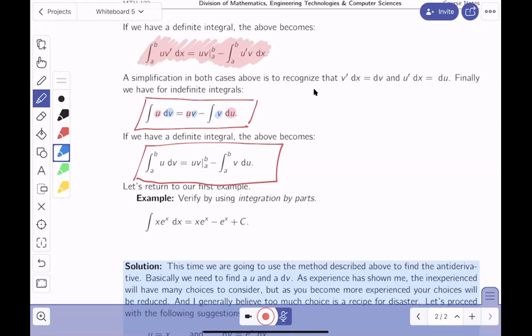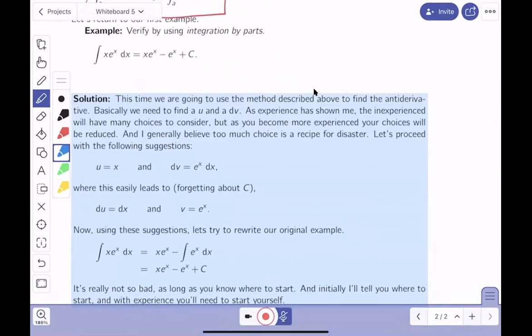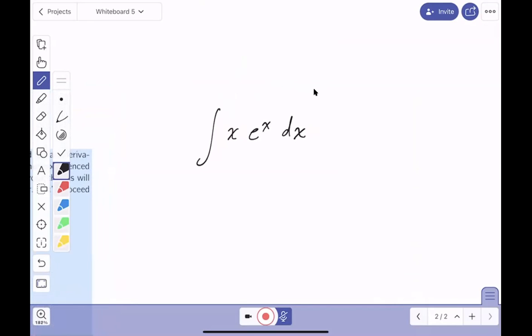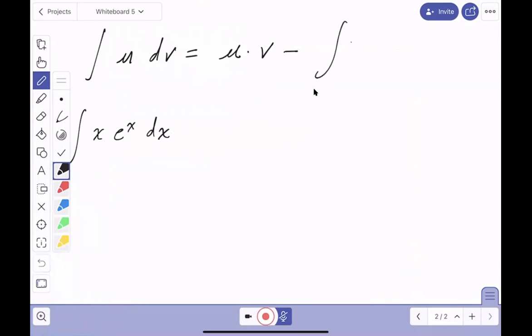So what I want to do is take an example. We'll do many more examples. And over here, I want to write down with hints how we're going to do the problem. Whoops, let's go back to black. I want to do x e to the x dx. But what I want to use is integral of u dv equals u times v minus integral of v du. What does this depend on?